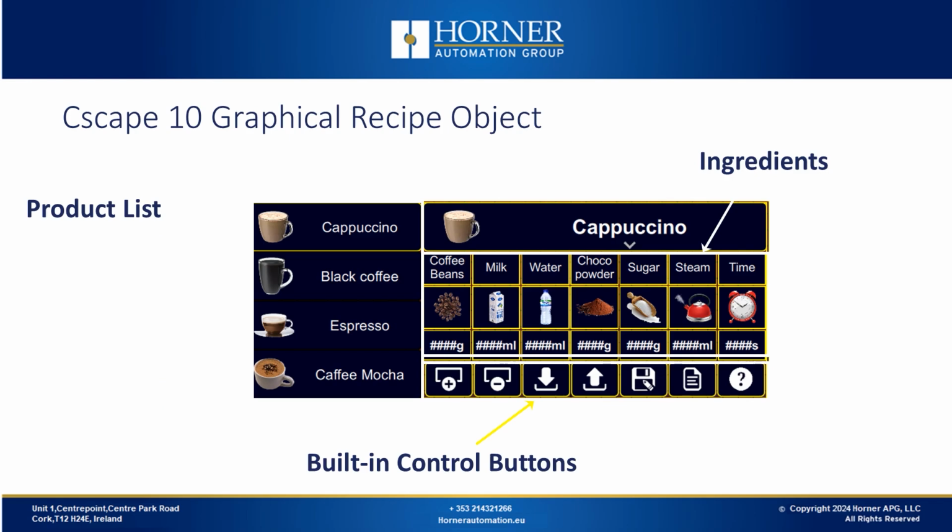There are three main areas of the graphical recipe object. On the left side of the object, the product list is displayed for the operator to make their selection. Then on the right, there is the list of ingredients or product variables that are manipulated to create different products. Finally, underneath this, there are the built-in control buttons that are available to the operator depending on the functionality that the system designer wants the operator to have.